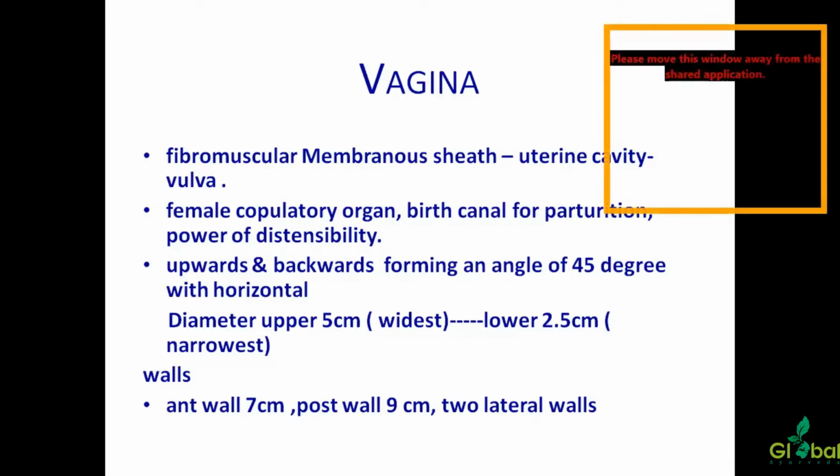It has a diameter of 5 centimeters in the upper part and 2.5 centimeters in the lower part, and consists of four walls: anterior wall, posterior wall and lateral walls. Anterior wall is 7 centimeters, posterior 9 centimeters, and two lateral walls.